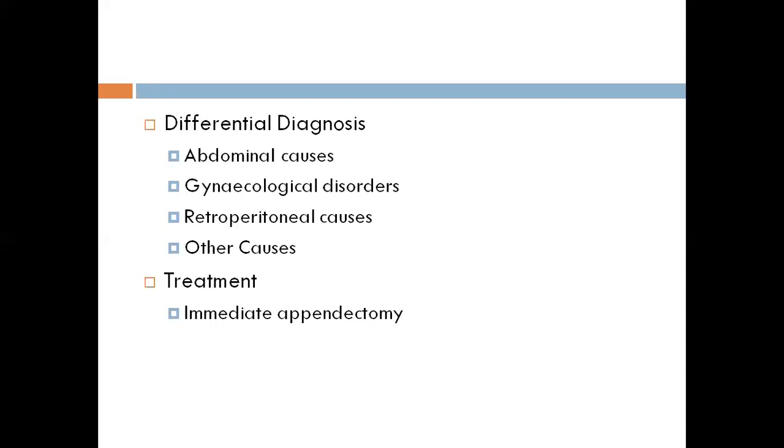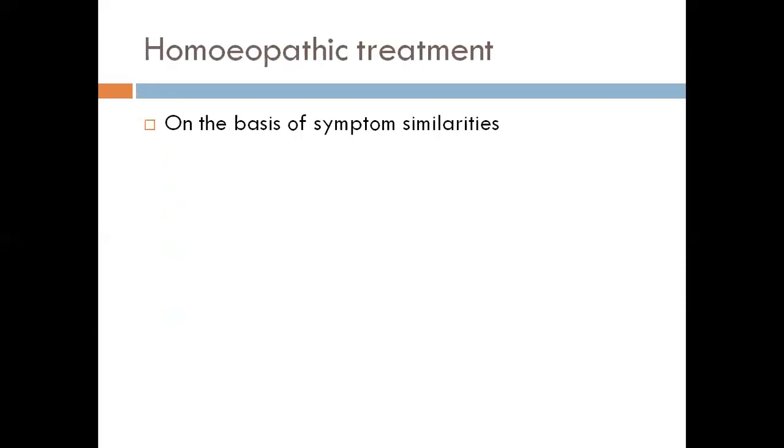Now let's come to treatment. The surgical treatment is immediate appendectomy, where we remove the appendix. Now let's move on to homeopathic treatment. As you know, homeopathic treatment is based on individuality and symptom similarity of the patient. So there are a variety of remedies which can be used, like Arsenic. In the condition of Arsenic, there will be chills, restlessness, and great thirst.